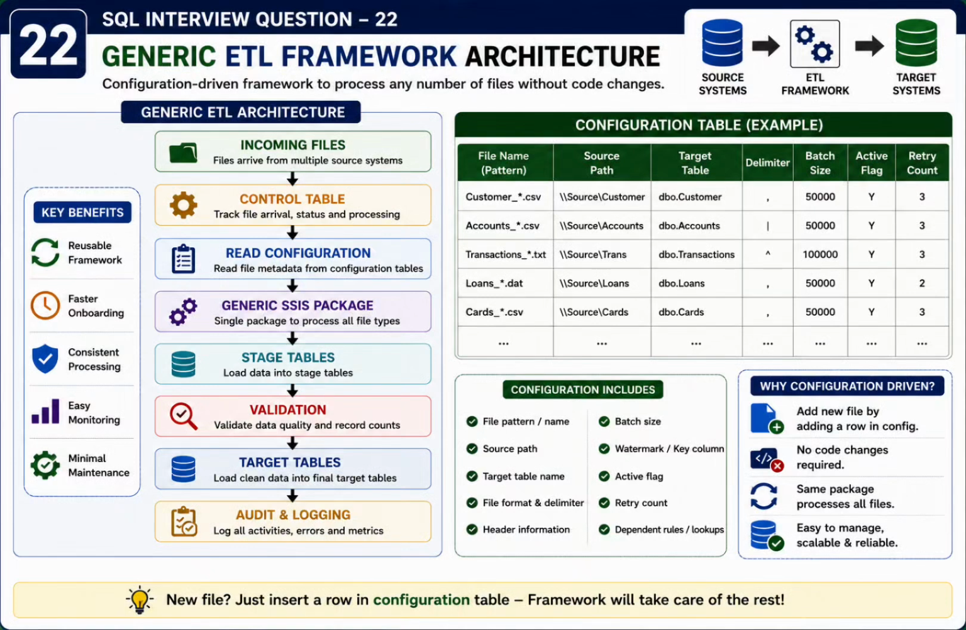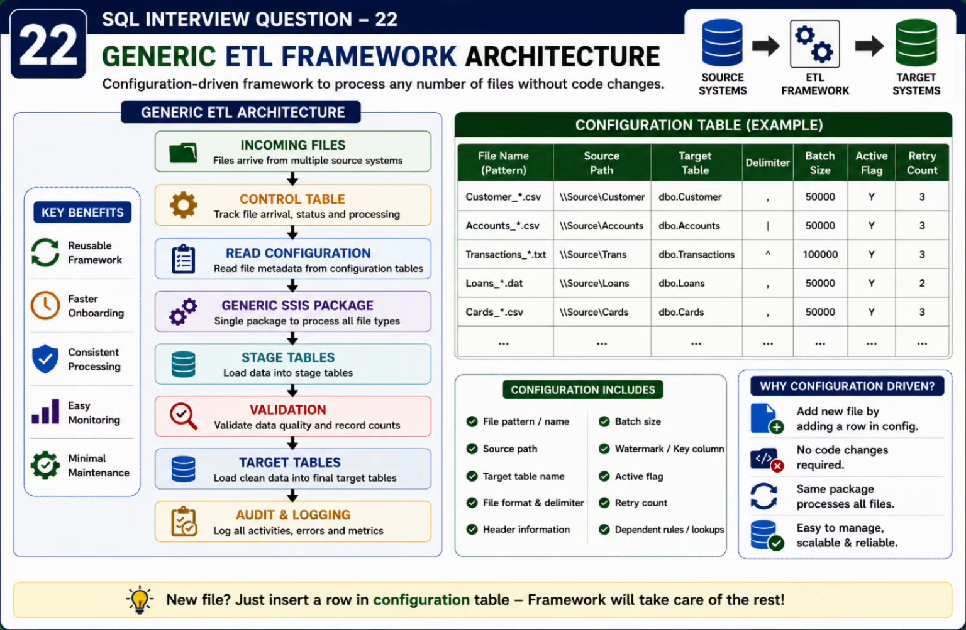The first step is to design a configuration-driven framework. Instead of hard-coding everything inside the SSIS package, we store all file-related information in configuration tables. For every file, we store information such as file name or pattern, source path, target table, delimiter, batch size, active flag, retry count, and watermark or key column. So now the SSIS package does not need to know anything beforehand. It simply reads the configuration table and processes the appropriate file.